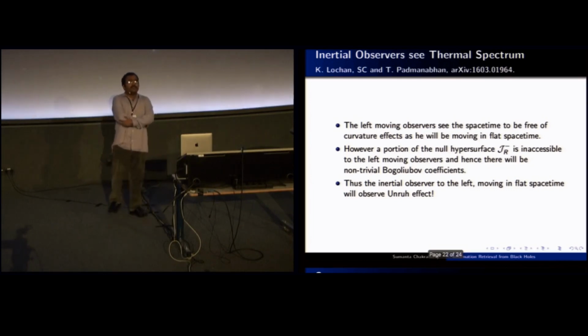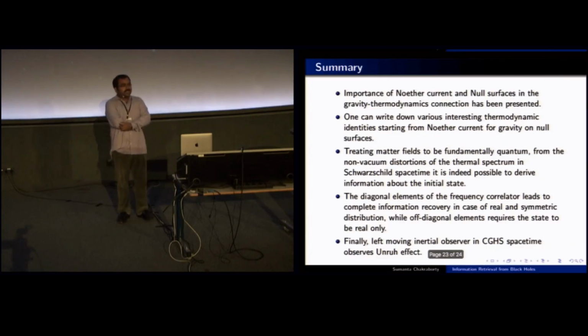So first of all, the importance of Noether current and null surfaces in the gravity thermodynamics connection has been presented. So I can write down various interesting thermodynamic identities giving the Noether current, and of course we must have null surfaces in that. And secondly, this does not only hold for black hole horizons. Of course it holds for black hole horizons, but it holds for a much broader class of null surfaces like Rindler horizon, time dependent horizons and so on.